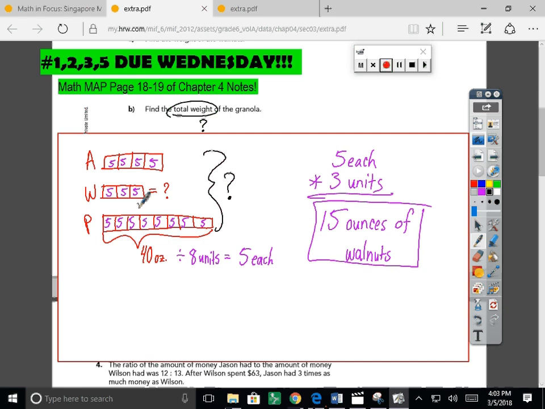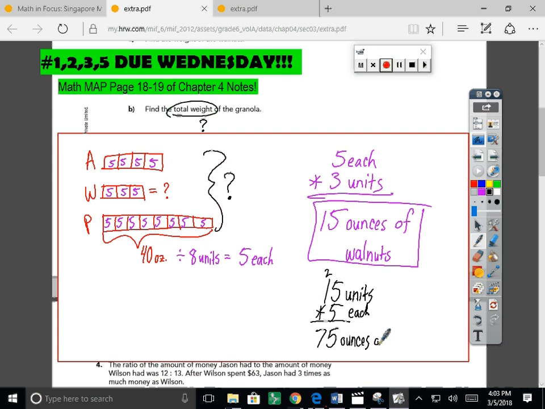So how do we get there? Well, first we need to know how many total units we have. I have 4, 5, 6, 7, 8, 10, 12, 14, looks like 15 units. And what's in each? 5 in each. So 15 units times 5 in each. 5 times 5 is 25. We'll regroup that 2. 5 times 1 is 5 plus 2 more makes 7, so 75. I got a total of 75 ounces.